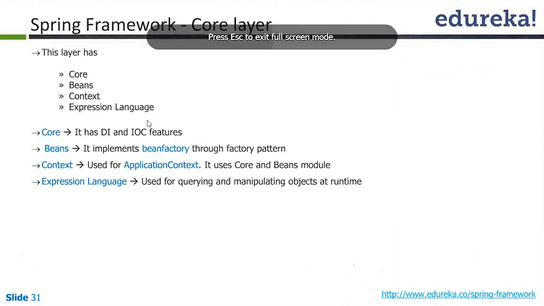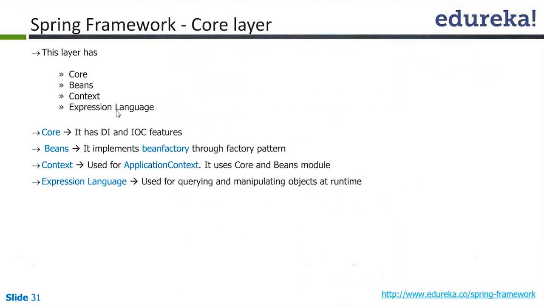Spring Framework core layer, as I have already covered, contains these four modules and core. See here, the core module has dependency injection and IOC features. So these two are the concepts that we are going to cover. Dependency injection and IOC, we will cover through an example so that it will be very clear. I have already covered it using a loose coupling example, that is our user and car example, but we will cover it with more decent examples.